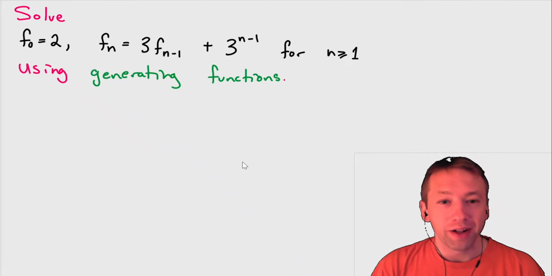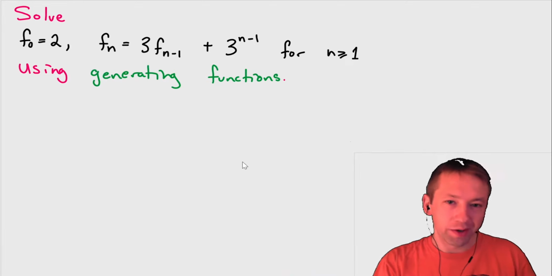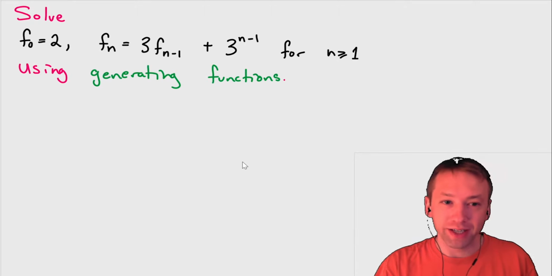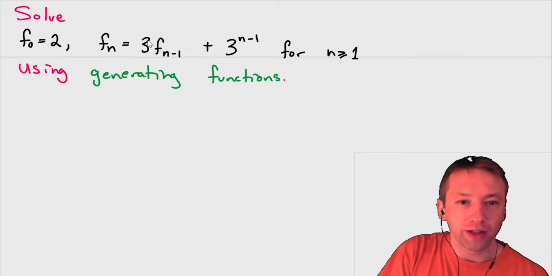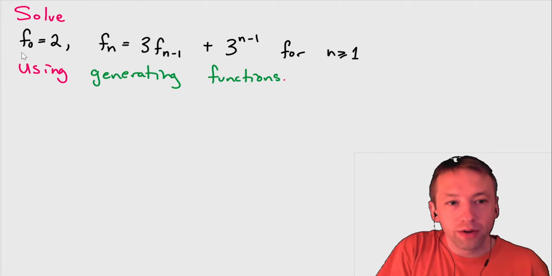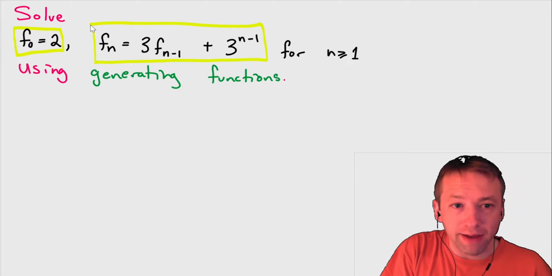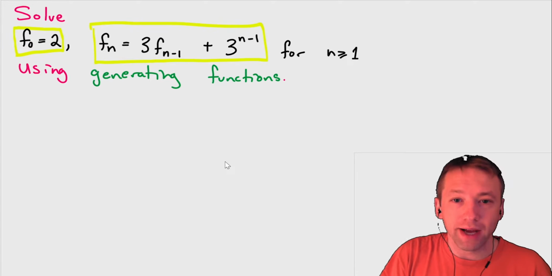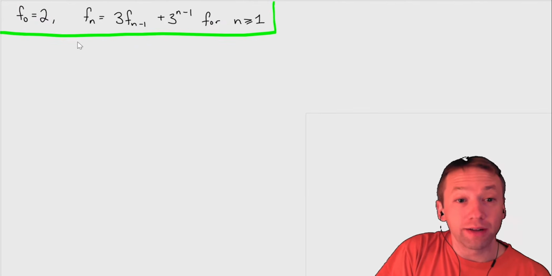In this video, I'll give you an example of how to solve a first-order non-homogeneous recurrence relation using generating functions. So the recurrence relation we're going to look at is this one. I let f0 be 2, and then for n at least 1, we have that f_n is equal to 3 times f_{n-1} plus 3^{n-1}. So we would like to solve this using generating functions.